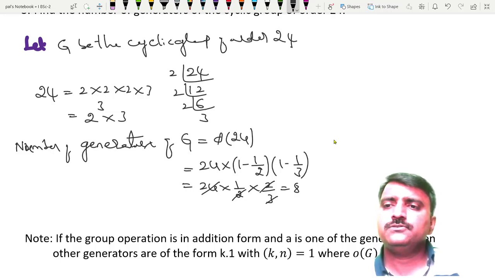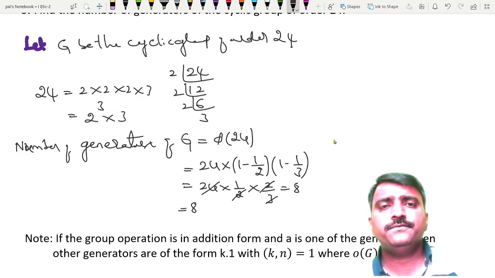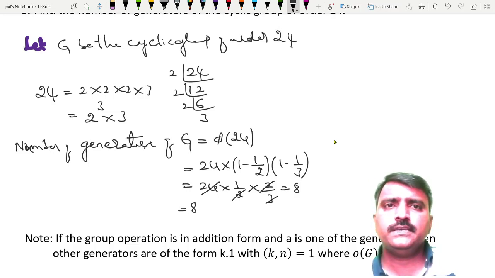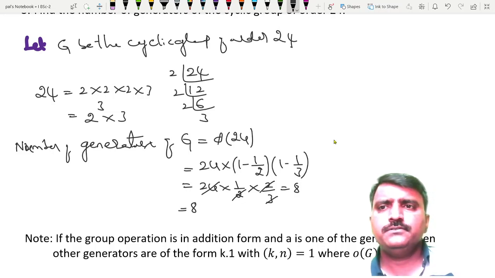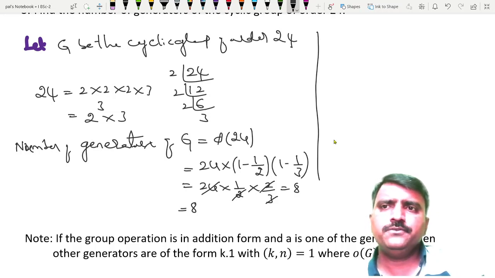Okay, so how many generators are there? 8 generators. So if you wanted to find those generators, you have to identify the numbers which are relatively prime to 24. So which are the numbers relatively prime with 24?